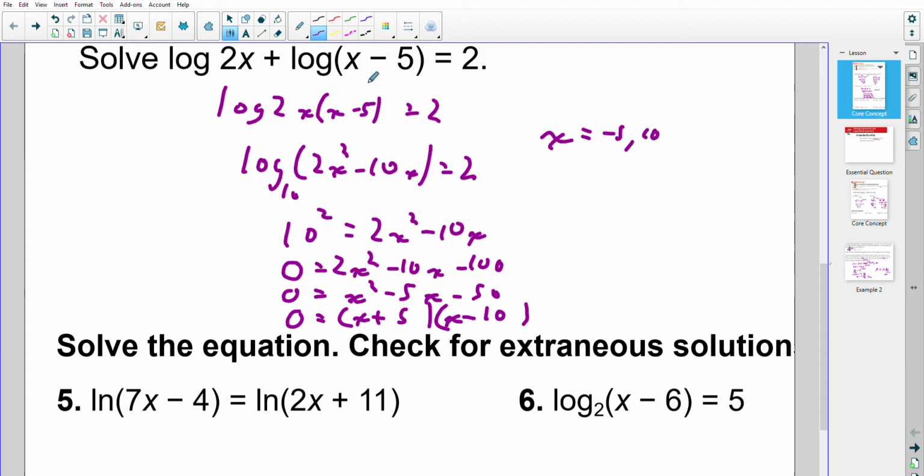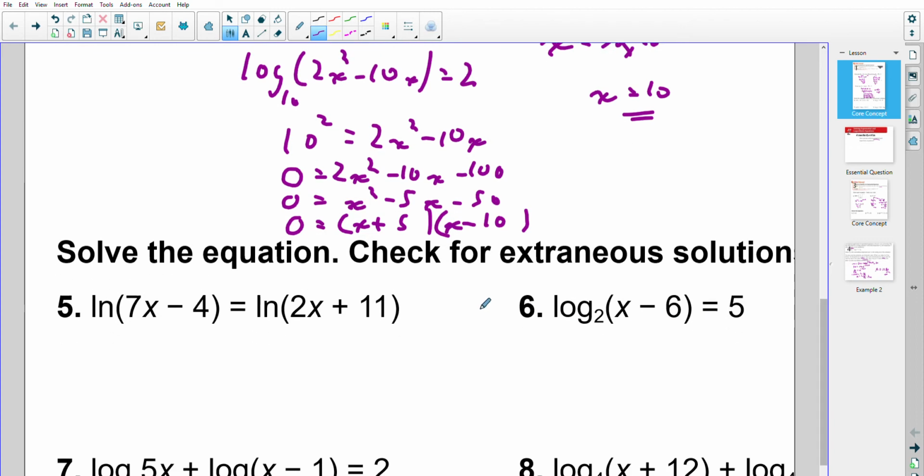Now you're going to check and see if you do get positive numbers with the logs, and you're going to see that that first one does not, the second one does. So that will not work, and x equals 10 is going to be the answer. Always, always, always check for extraneous solutions, just like we had.